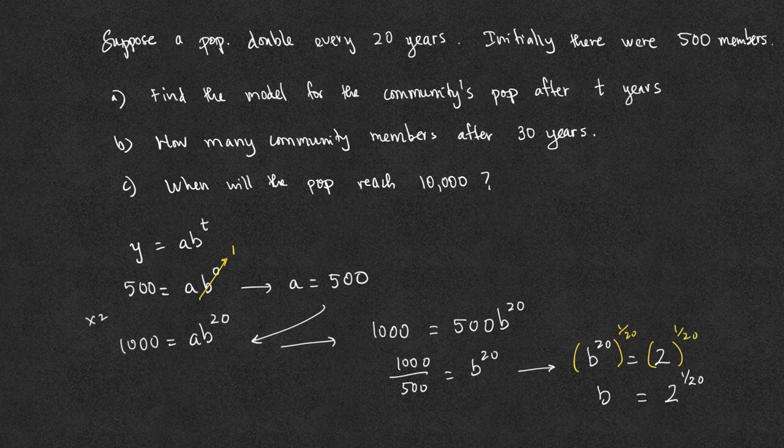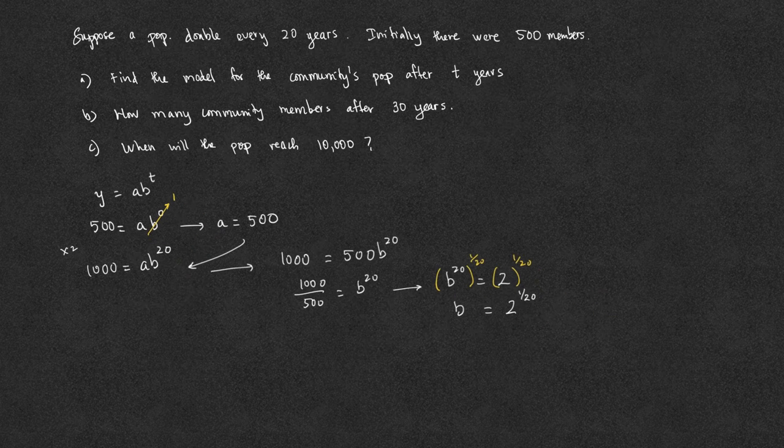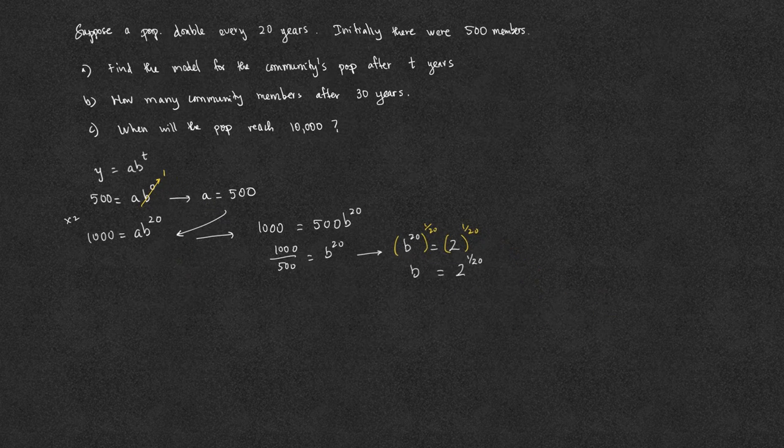When we find the exponential model y equals a b to the x, what we're looking for are the parameters a and b. a is the initial value, and b is what we call the multiplying factor. And we found both in this case. The model for the community's population is therefore y equals 500 times 2 to the 1 over 20, and the variable is the time t.